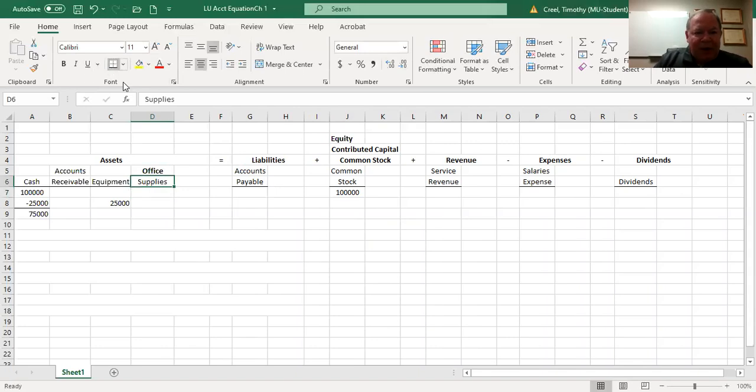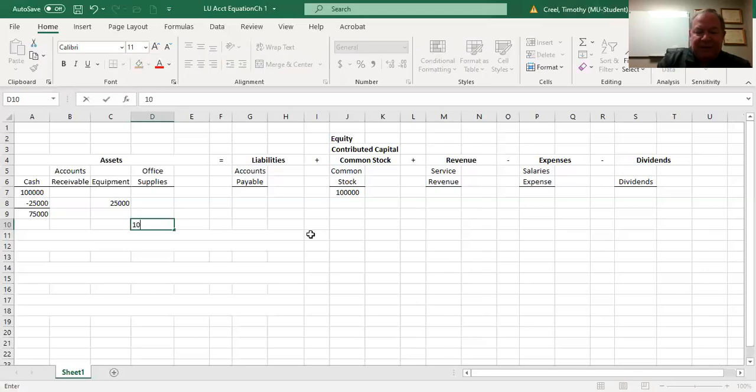And office supplies, of course, would be just supplies that we generally use around our office. So let's say that we get, and I'm kind of just moving down each step along the way, let's say that we get $1,000 worth.